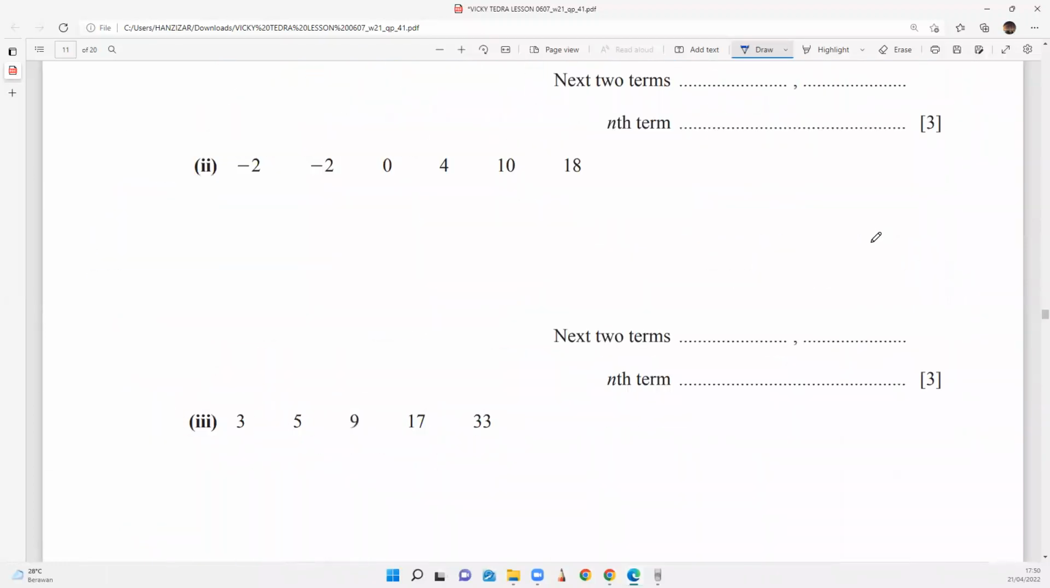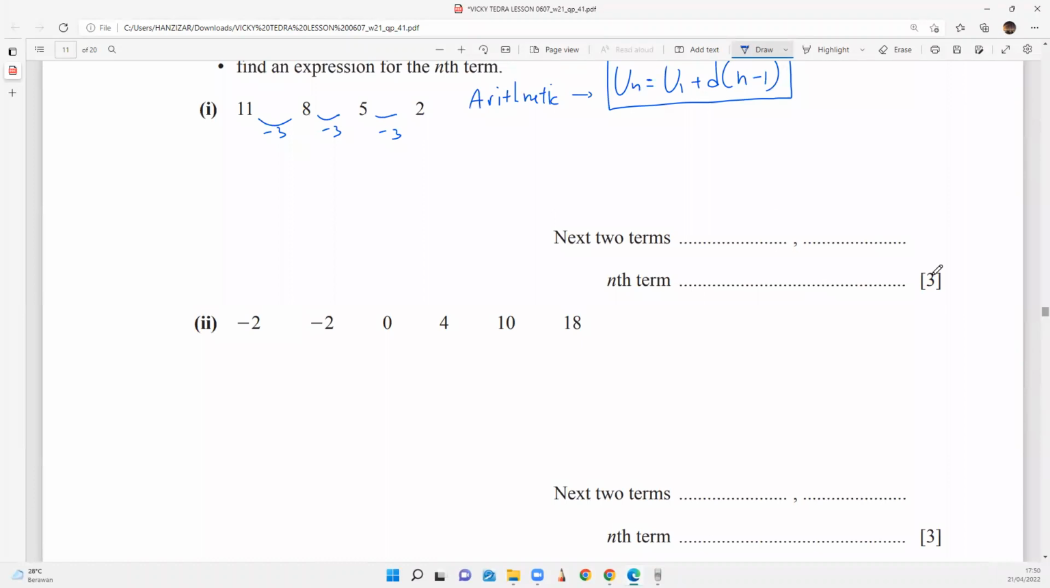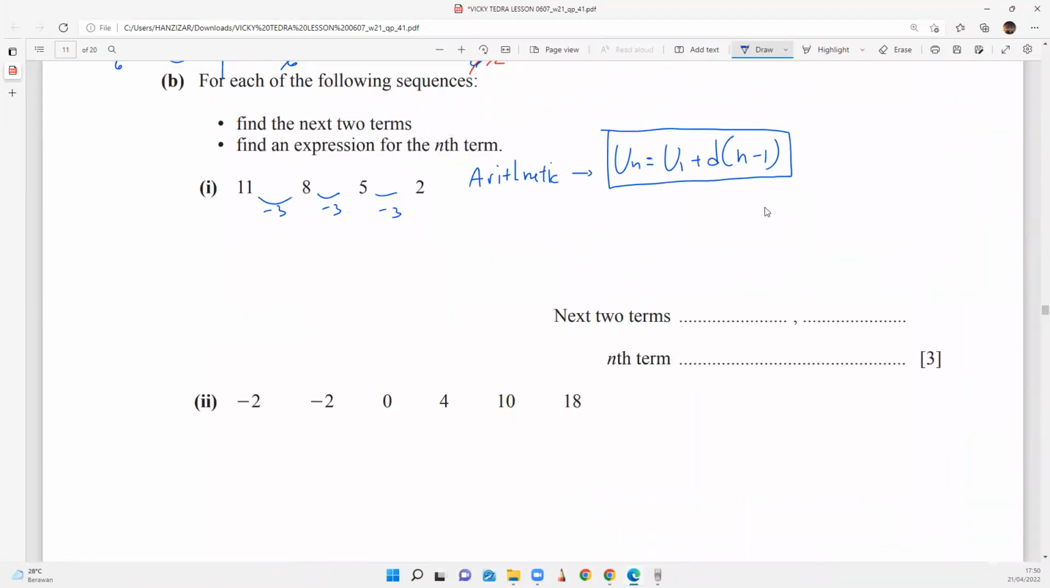We're almost halfway. Oh, we are already halfway. See? And the U1 is 11. The d is -3. Oh, next 2 terms. Sorry, I forgot. This is the easy way. You subtract 3, you get -1. Subtract 3 also, you get -4. So -1 and then -4, right?